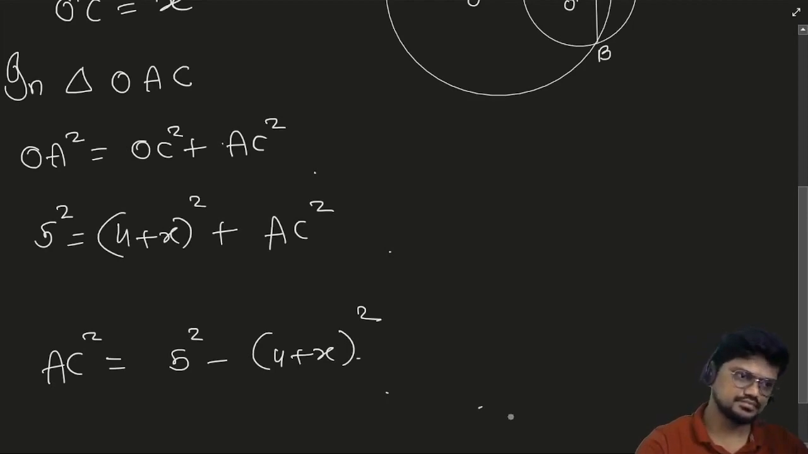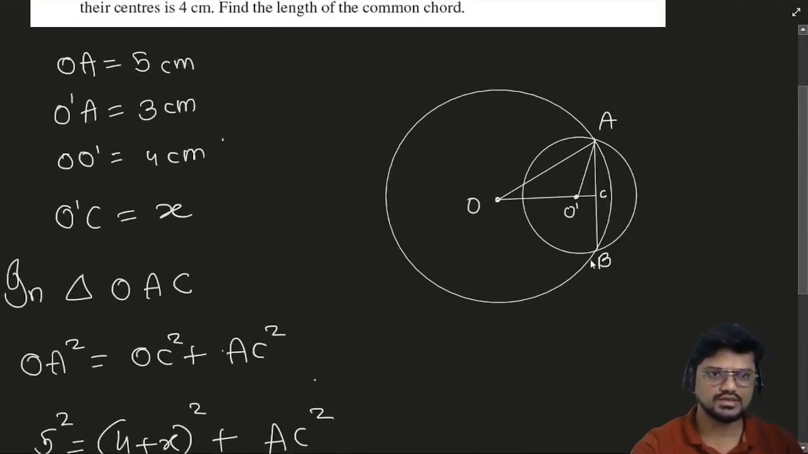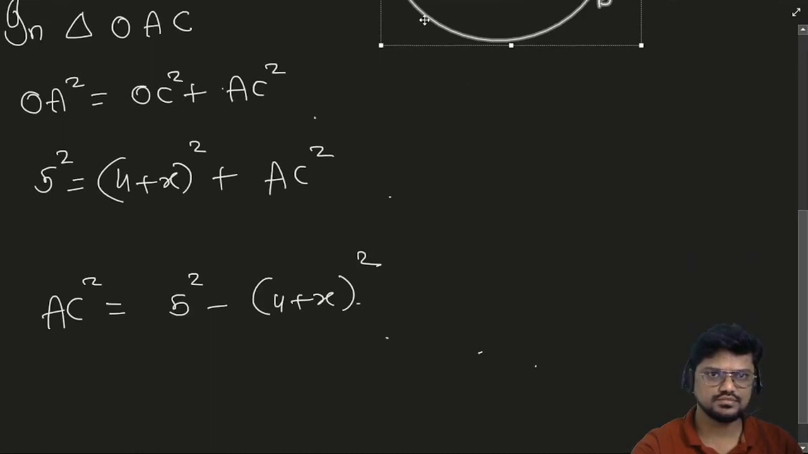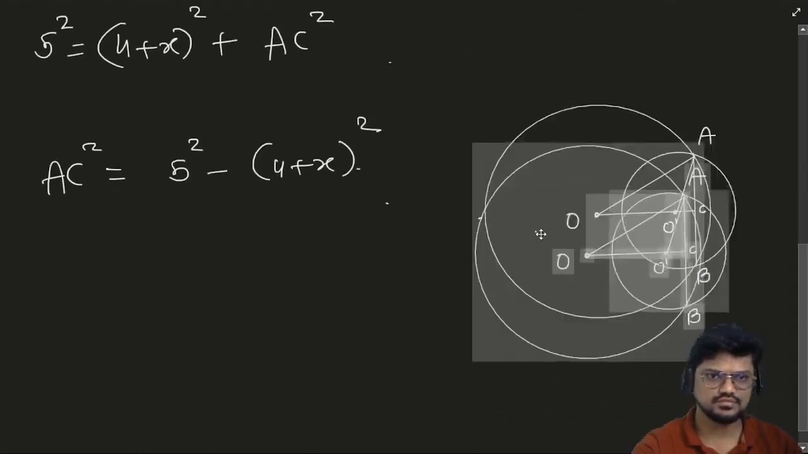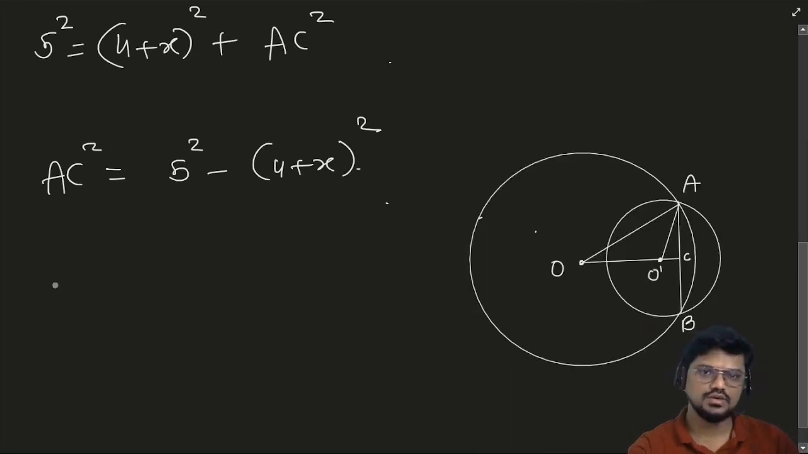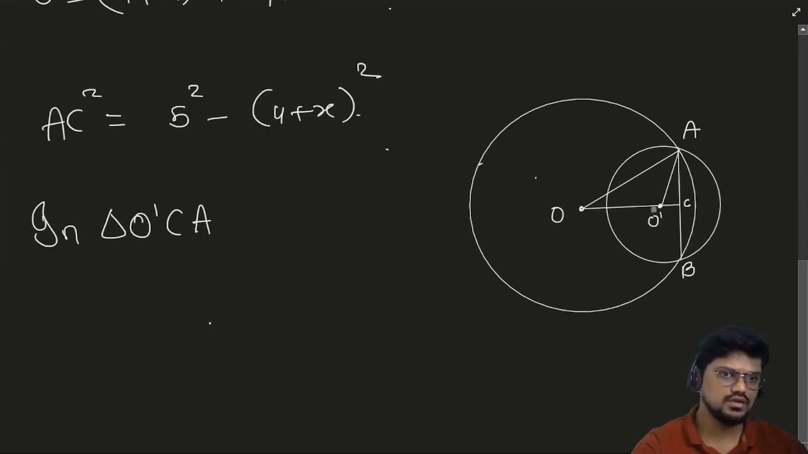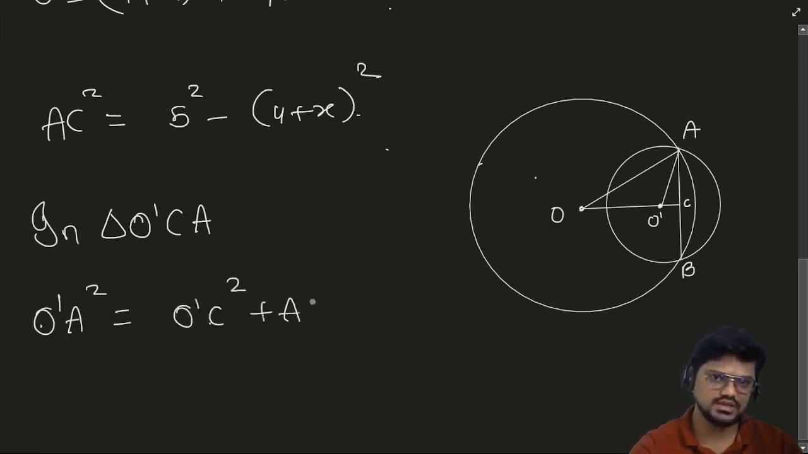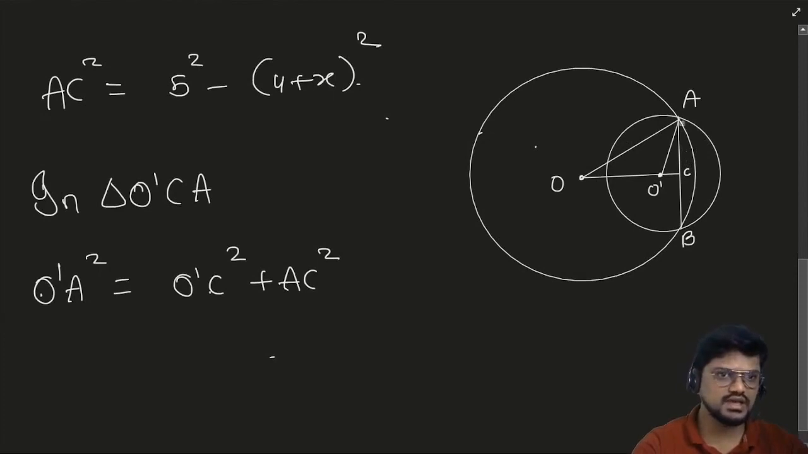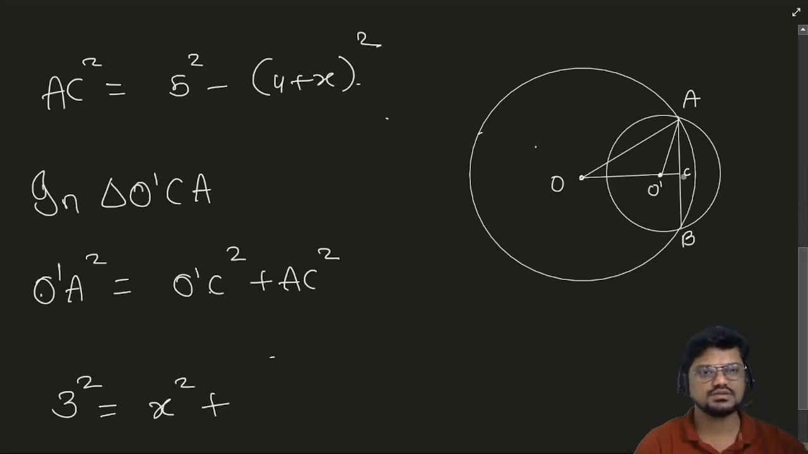After that, again I'll take this figure. Now, in triangle O dash CA, what I know is O dash A whole square is equal to O dash C whole square plus AC square. I know that O dash A is the radius of my smaller circle. The radius of the smaller circle is 3 square, equal to O dash C, that is X square, plus AC, that is not known.